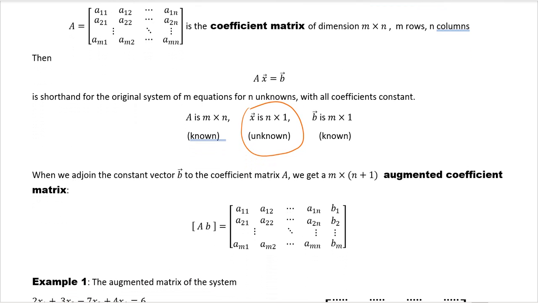When we adjoin the constant vector b to the coefficient matrix A, we get an m by n plus 1 augmented coefficient matrix. This is the augmented coefficient matrix: it is A, and then we put the vector b there. So this new matrix has dimension m by n plus 1. It has one more column than the original matrix A.